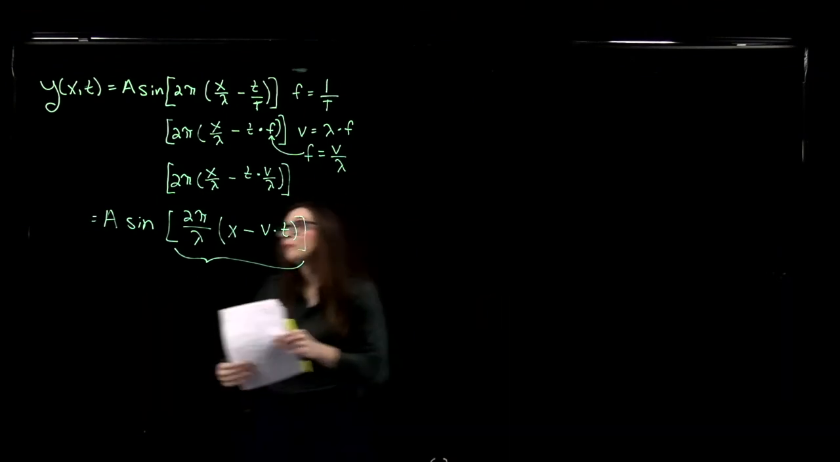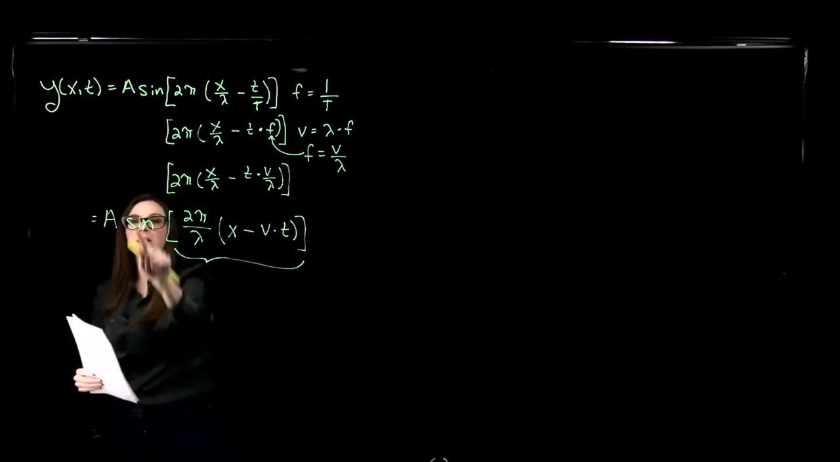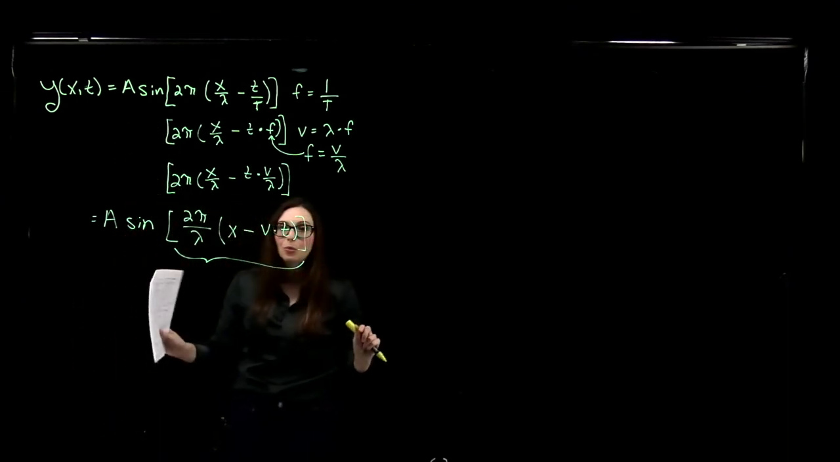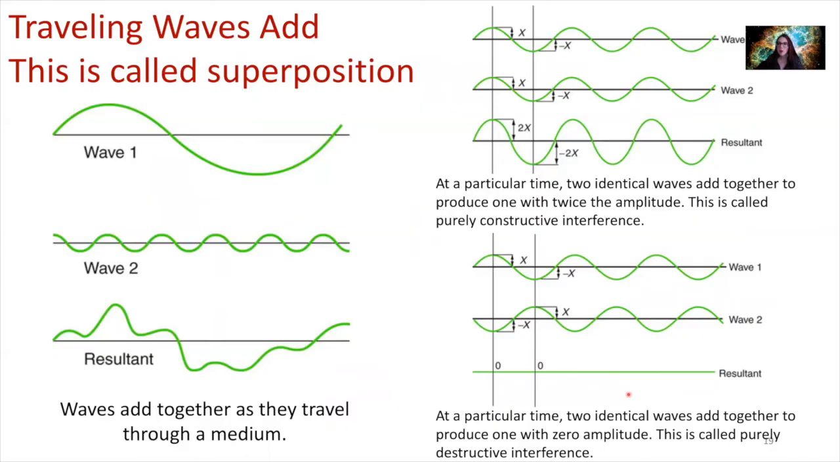Okay, so this line up here and this line down here are equivalent ways to write this equation for the traveling wave. Traveling waves add together as they move through a medium, as they move through any material. They can add together when they're moving through the air. That's part of wave optics, which is what we're going to talk about in the next few mini lectures.